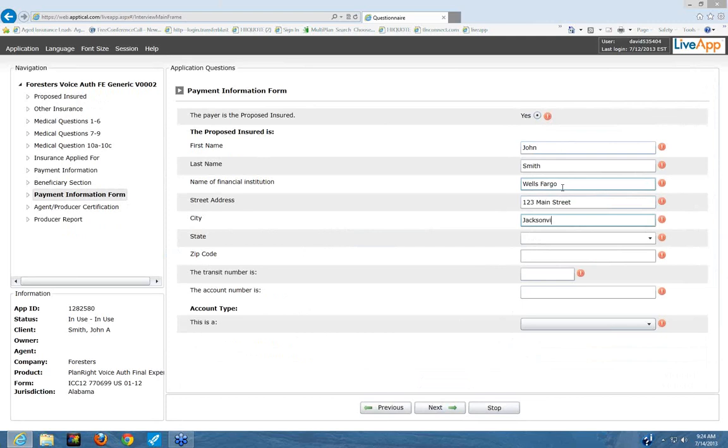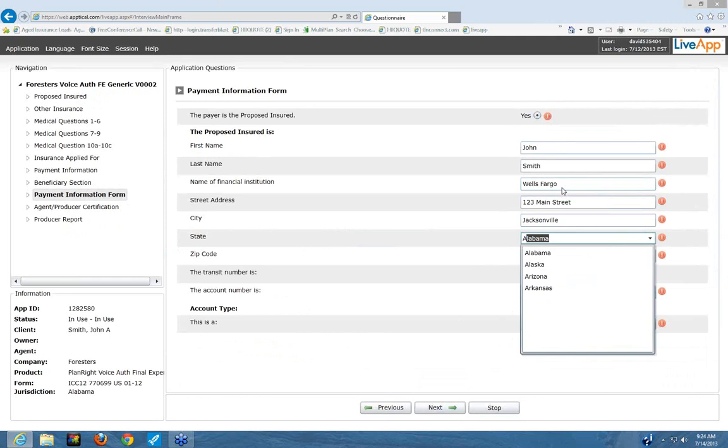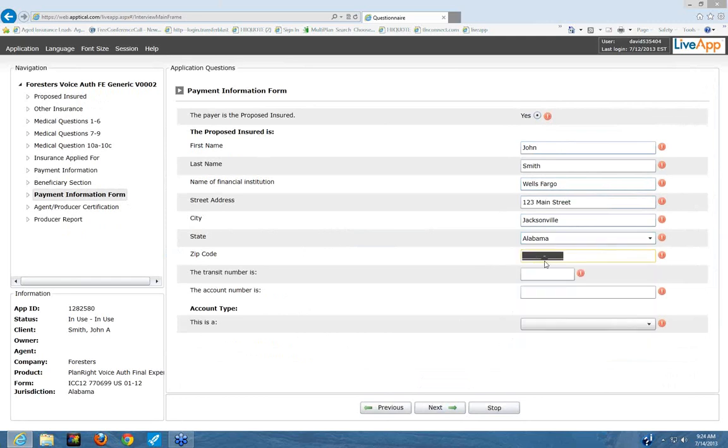Because you need to know that, folks. And, again, I messed up by putting Alabama, but let's keep everything uniform in Alabama. Okay, great. And whatever the zip code is. And, John, are you going to be paying out of a checking account or a savings account? Now, notice, I'm not going into the transit number or account number. I'm skipping it. I want him to get comfortable with me.